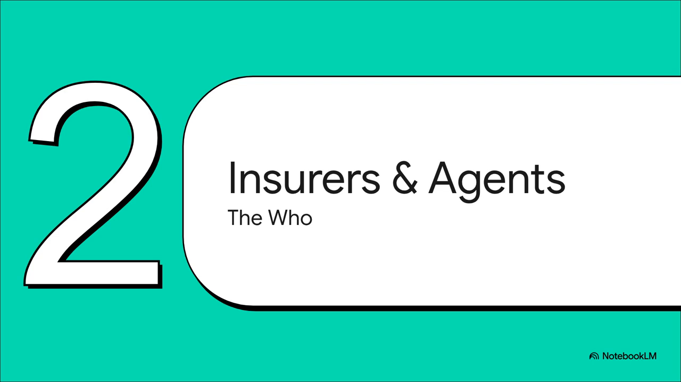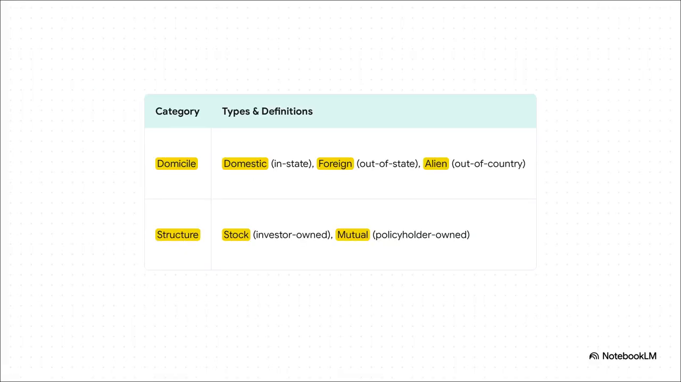Okay, so we've got the why of insurance down. Now let's talk about the who, the companies and the agents who make it all happen. Insurers basically get sorted in two ways. First, by their domicile, which is just where they're based. A domestic insurer is located right here in your state. A foreign insurer is based in another state. And an alien insurer is from another country entirely. The second way is by structure. A stock company is owned by its shareholders. They want profit. A mutual company, on the other hand, is owned by its policyholders.